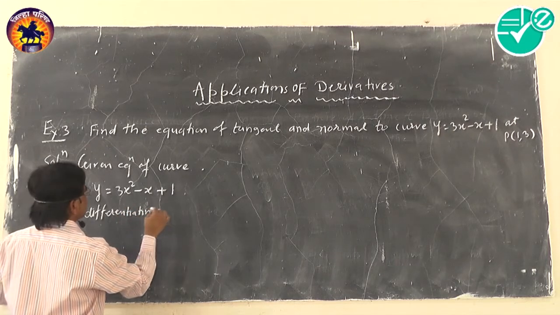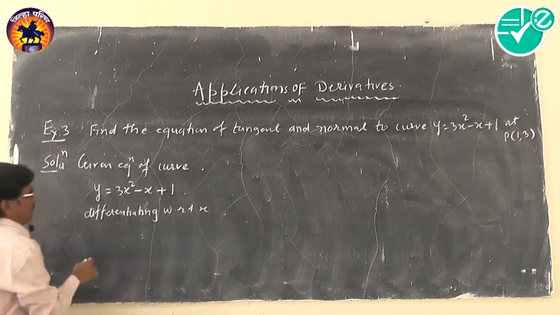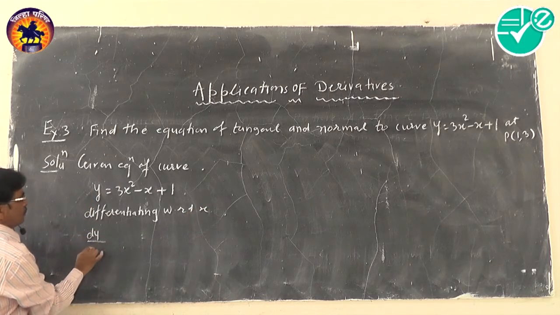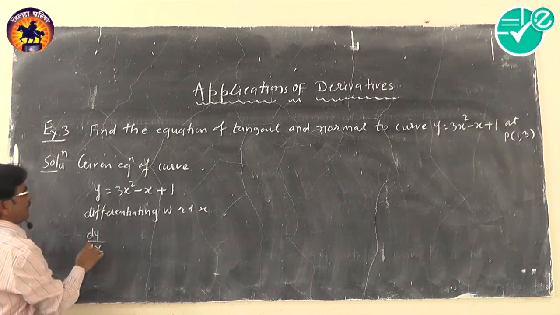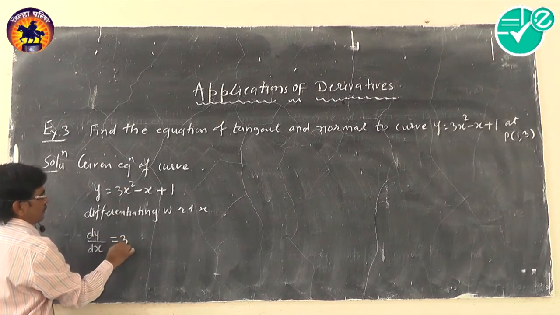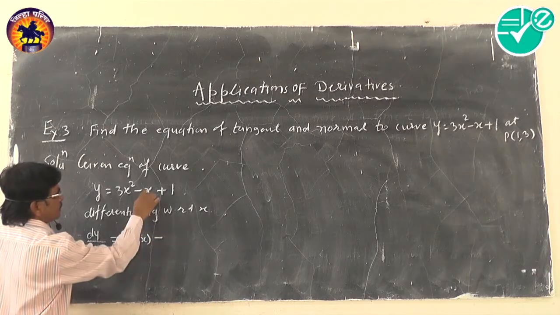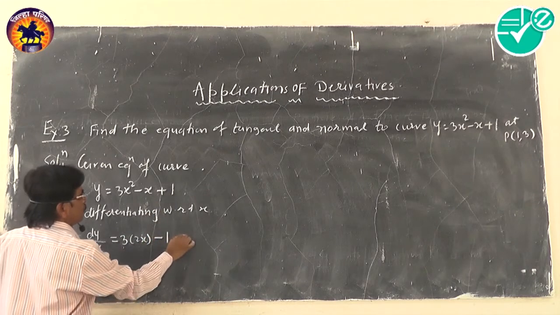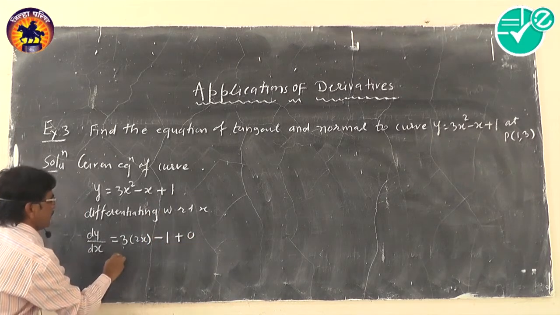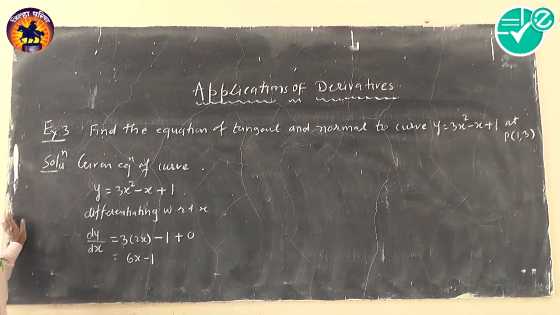Differentiating with respect to x, dy by dx is equal to the derivative of y with respect to x. Again, the derivative of this power function: 3 is a constant, the derivative of x square is 2x, minus the derivative of x is 1, the derivative of 1 is 0. Therefore, we got 6x minus 1. dy by dx is equal to 6x minus 1.